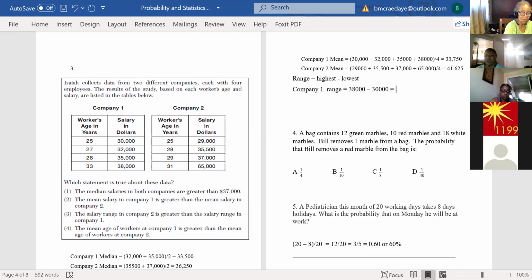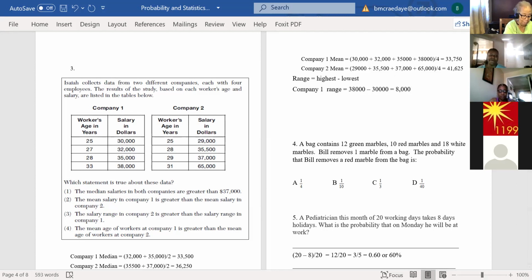And what's the difference between 38,000 and 30,000? This is subtraction. What's 30,000 subtracted from 38,000? I don't have my calculator. You don't need a calculator. 8,000. These are zeros, so just 8,000, right? Yes, 8,000, because you got all zeros here, Michelle. So 0 from 0, 0 from 0, and then it would just be 8,000. Okay. Now, what about company 2?